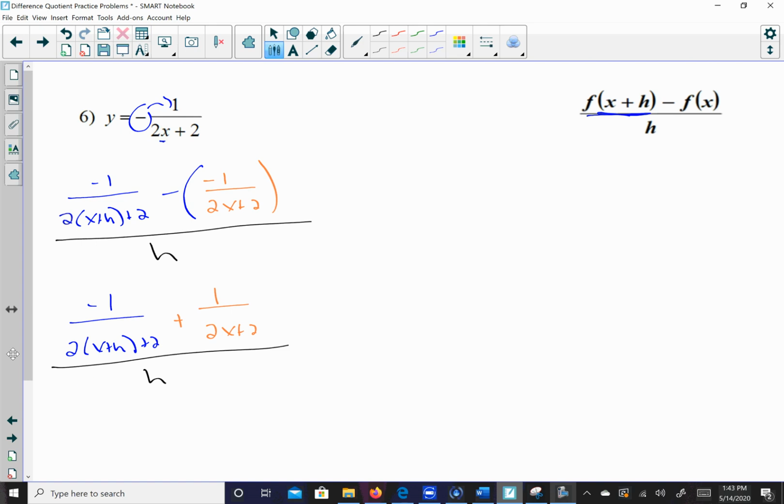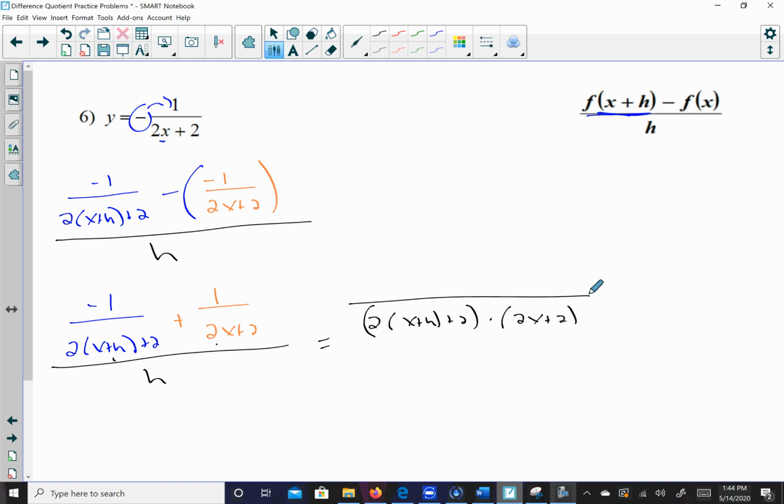So in order to add two fractions, I have to have a common denominator. The lowest common denominator between these two is if I'm going to take these two and multiply them. So I'm going to write it this way. My lowest common denominator is going to be 2 times (x plus h plus 2), that whole thing, times (2x plus 2). That's going to be my lowest common denominator.